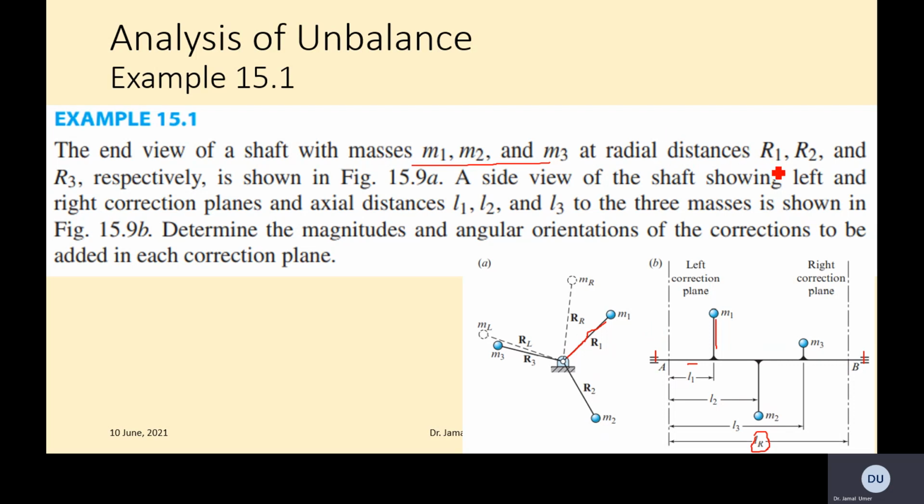So the radial distances R1, R2, R3 are shown, a side view of the shaft showing left and right correction planes, and axial distances L1, L2, L3 to the three masses as shown. Determine the magnitude and angular orientation of the corrections to be made on each correction plane. So now we have two planes where we want to correct. This certainly has some unbalance because it has different masses, different radii. When it is rotating, it causes unbalance. Now how to balance it? We want some correction to be made on this plane and some correction on this plane, on the left and right.